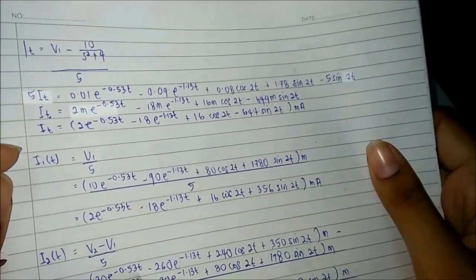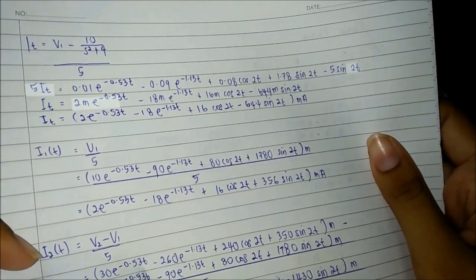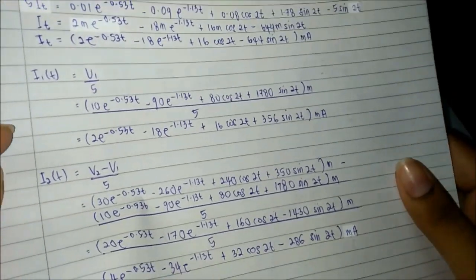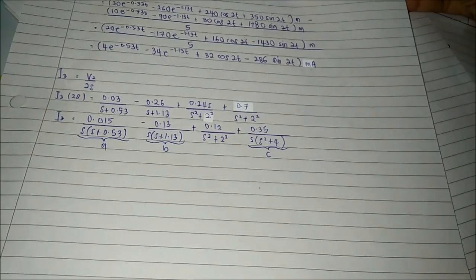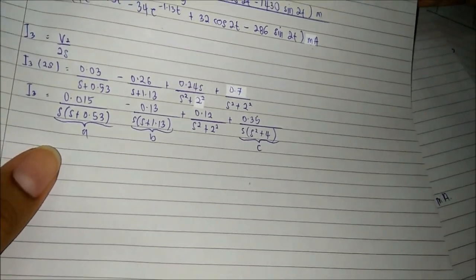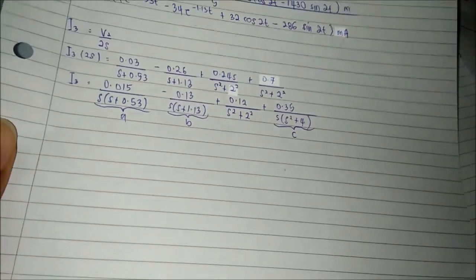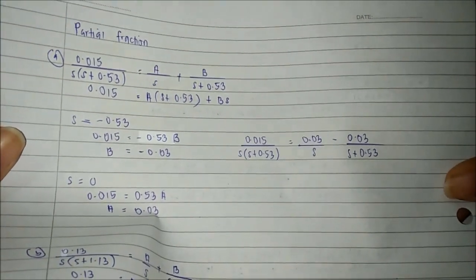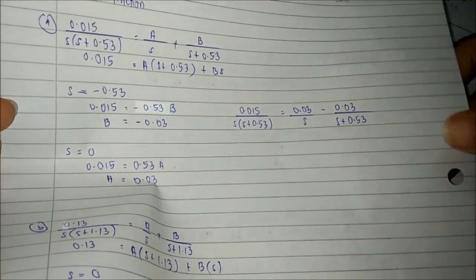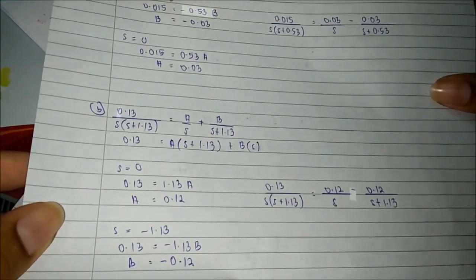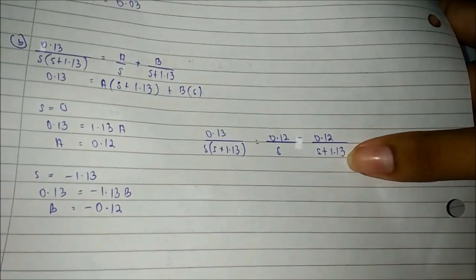It goes the same for I1 and I2 using the equation from node 1. Okay, for I3, we're using partial fraction. This is the equation A, B, and C. So for A, this is the equation. So doing the usual calculation until we get this answer, same as B, and this is the answer.